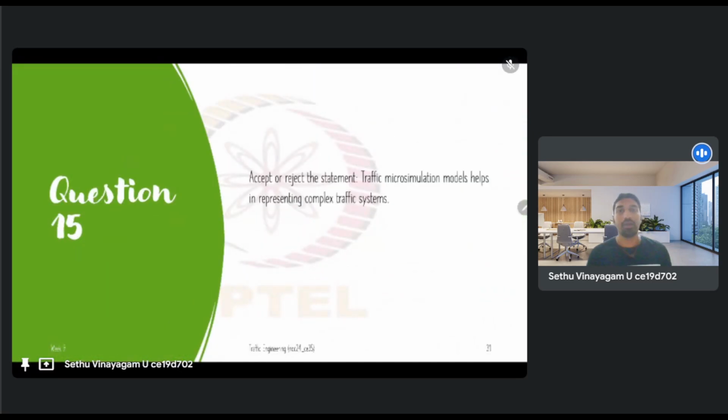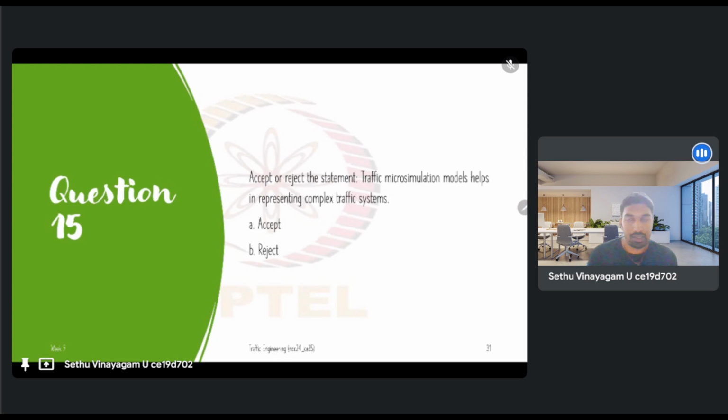Question 15: traffic microsimulation models help in representing complex traffic systems. We accept this statement because in traffic microsimulation, we are able to model vehicles at an individual level. There is a lot of complexity that we can pick up by looking at each of these individual vehicles. When we are looking at the macro scale, we are simplifying a lot by considering all the vehicles together, so we are not representing each individual vehicle's movements.